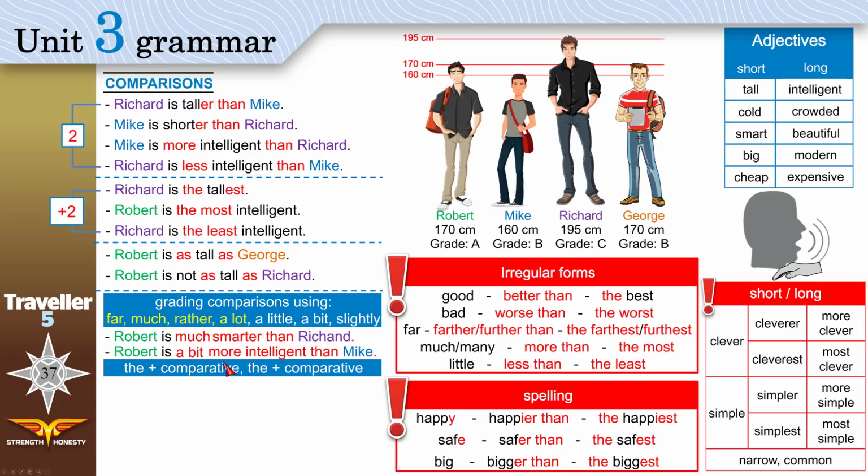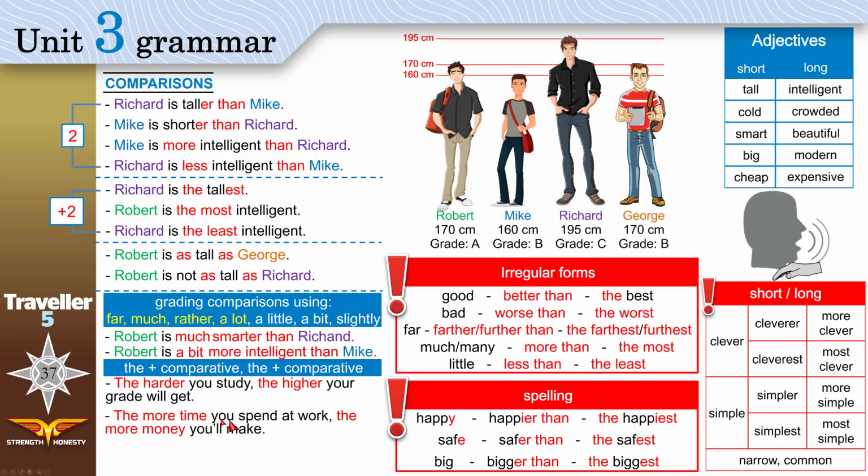Use the comparative and then the comparative. The harder you study, the higher your grade will get. What does that mean? It means getting high grades is a result of studying hard. Let me repeat. This right here, higher grades, this is the result of this. Let me give you another example.